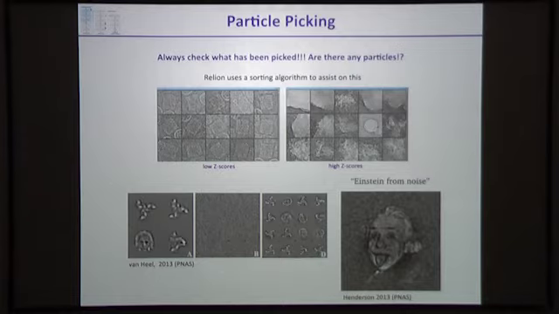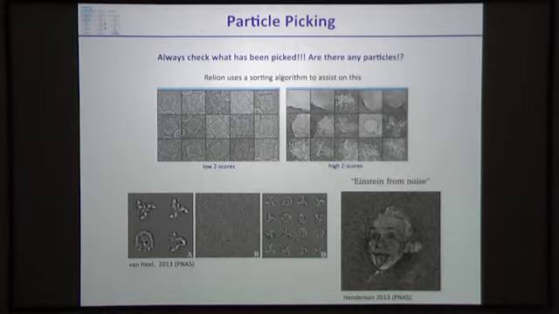And again, if you don't have particles and you're picking with a reference that hasn't been low-pass filtered to a reasonable amount, you will end up finding what you're asking for, and that can be very dangerous. So always low-pass filter your reference to a reasonable value of 20 angstroms and pick with that and make sure that you can see the particles.